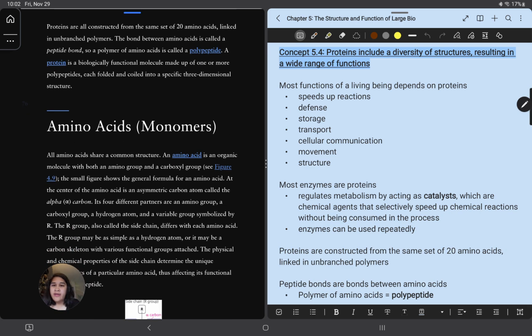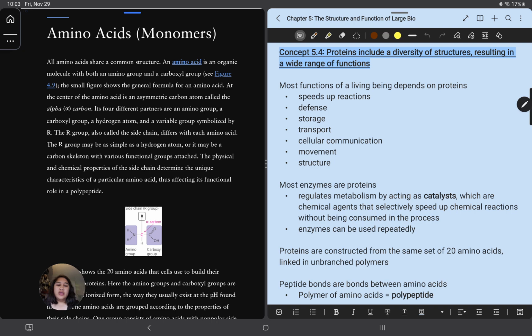Proteins are all constructed from the same set of 20 amino acids, linked in unbranched polymers. The bond between amino acids is called a peptide bond, so a polymer of amino acids is called a polypeptide. A protein is a biologically functional molecule made up of one or more polypeptides, each folded and coiled into a specific three-dimensional structure.